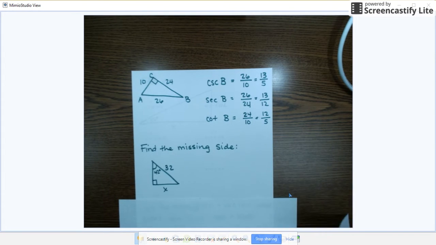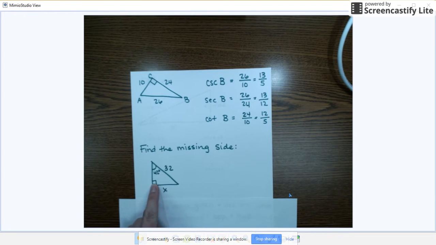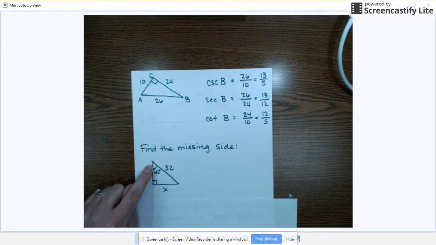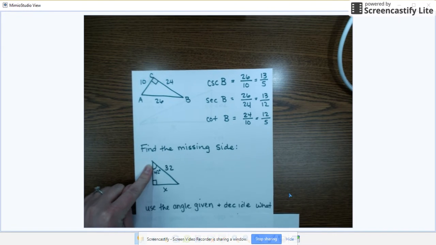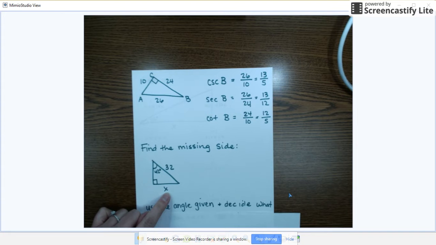If you're given a triangle that looks like that and you're asked to find a missing side, you are always going to use the angle that they give you, the acute angle that they give you. Don't ever go from that 90-degree angle. So using this 42-degree angle, we have to decide what two sides are given to us. Well, that x is opposite of our angle, and 32 we know is our hypotenuse.